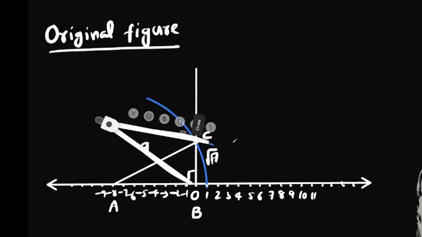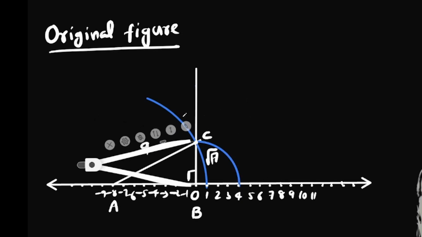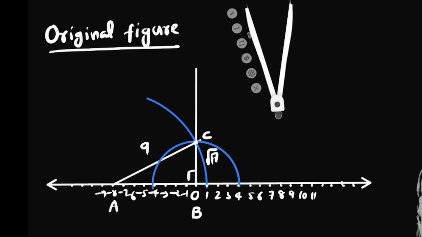Now if I mark it toward the right, that will be root 17. If I mark the same toward the left, that will be minus root 17. So this point is root 17, and this point is minus root 17. The question is just drawing root 17. So understand, this is my point.